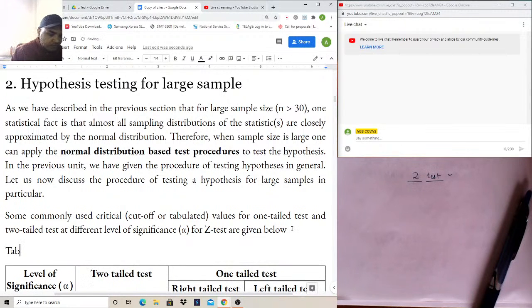This is table 1, and it represents the critical cutoff values for the Z test.